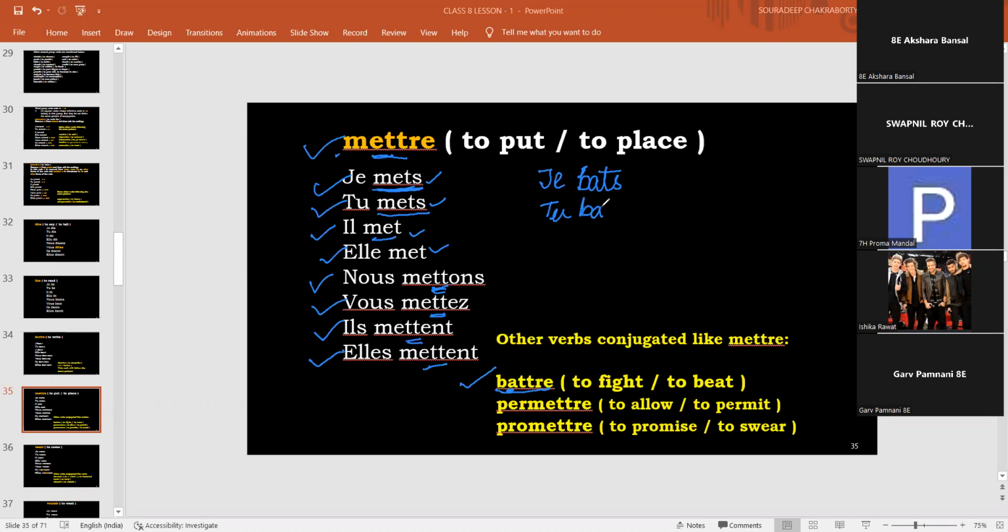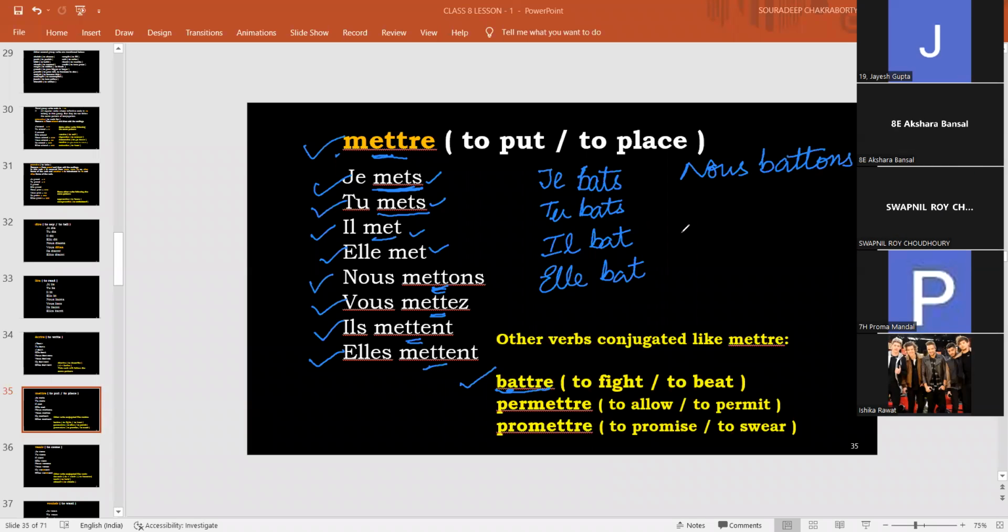And with il, we'll write B-A-T. With elle, we also write B-A-T. And with nous, what will we be writing? B-A-T-T-O-N-S. Battons. Vous battez.